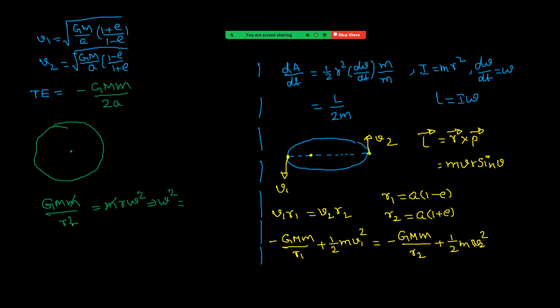That is GM by R cube. From that we get the T value, T equal to 2 pi by omega, and that is 2 pi root of R cube by GM. Okay. So from this, we can say directly T square is proportional to R cube. This is in the case of circular orbits. If it is elliptical, then it is proportional to the cube of the semi-major axis. So like this, we can explain the third law by using Newton's universal law of gravitation, right?